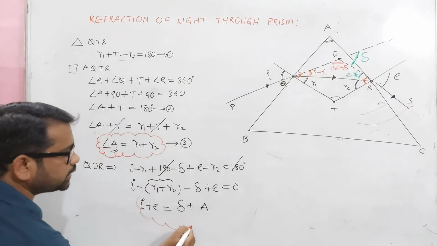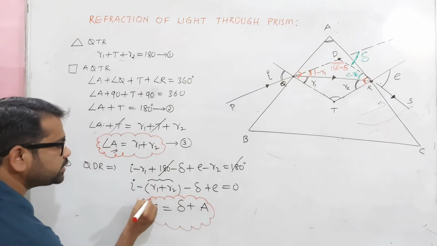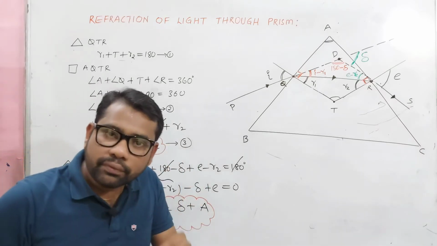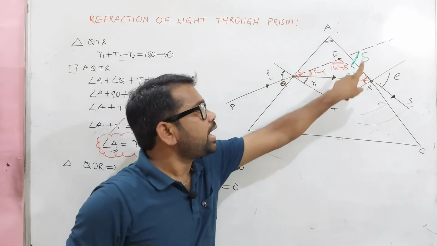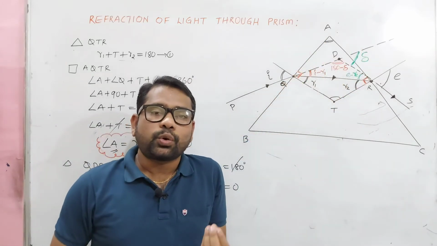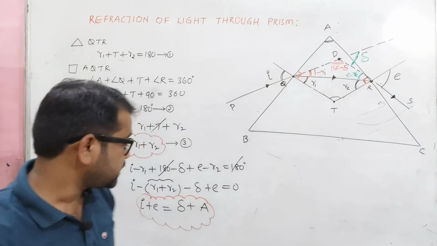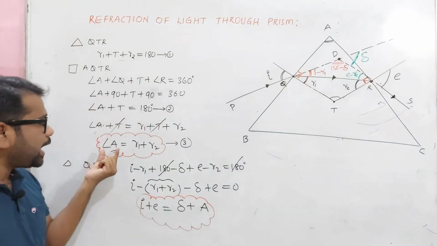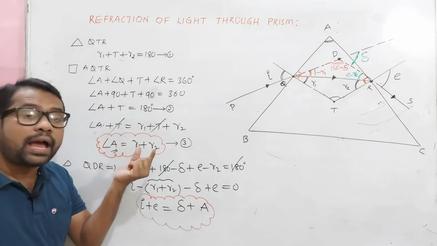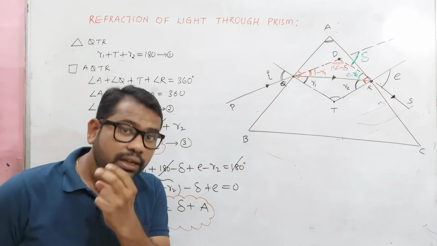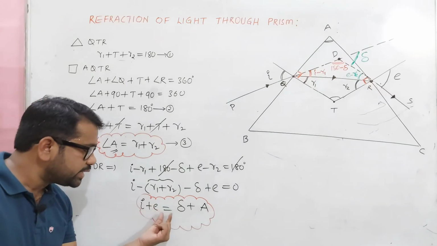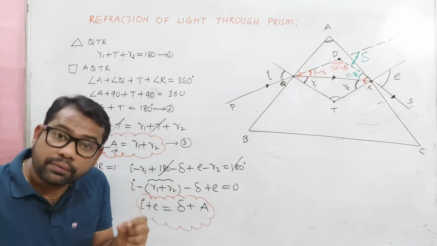That is, the sum of the angle of incidence and angle of emergence is equal to the sum of the angle of the prism and angle of the deviation. So these two are very important conclusions. I repeat once again: what are the two important conclusions which we got so far? Angle of the prism is equal to the sum of the angles of refraction. The second conclusion is that angle of incidence plus angle of emergence is equal to the sum of the angle of deviation and angle of the prism.